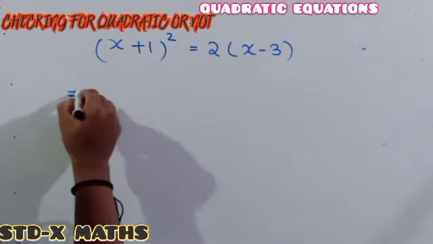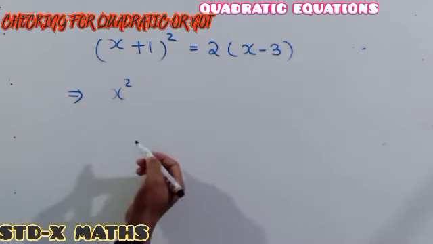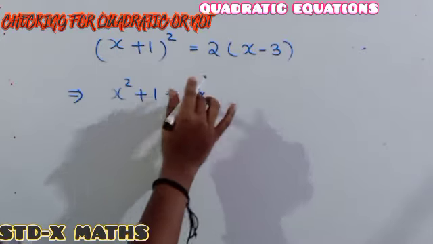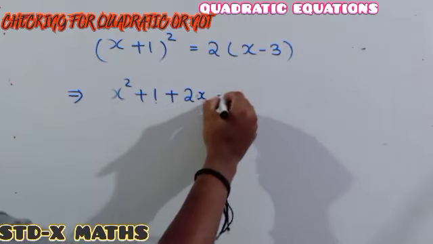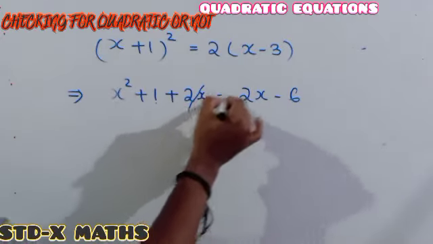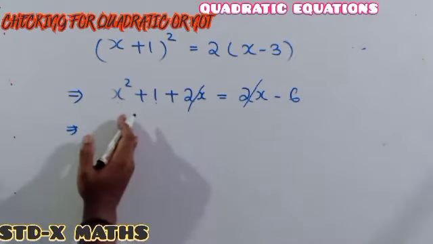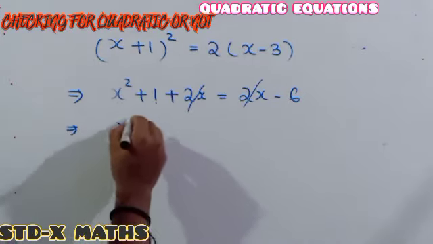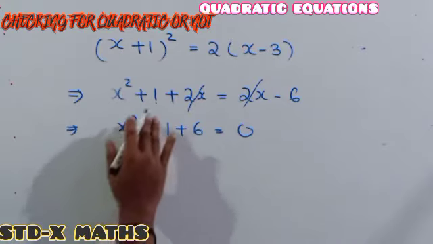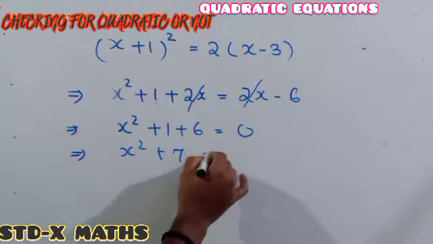Everyone see, it is already in the form of a plus b whole square. So it can be written just like this: x square plus 1 plus 2 into ab, means 2x. A square plus b square plus 2ab, and the right side is our 2x minus 6. Then see one thing, here it is 2x, here it is 2x. I am cancelling from both sides. Then all the variables and constants, I am transposing to one side. So it becomes x square plus 1 plus 6 equal to 0. Which becomes x square plus 7 equal to 0.